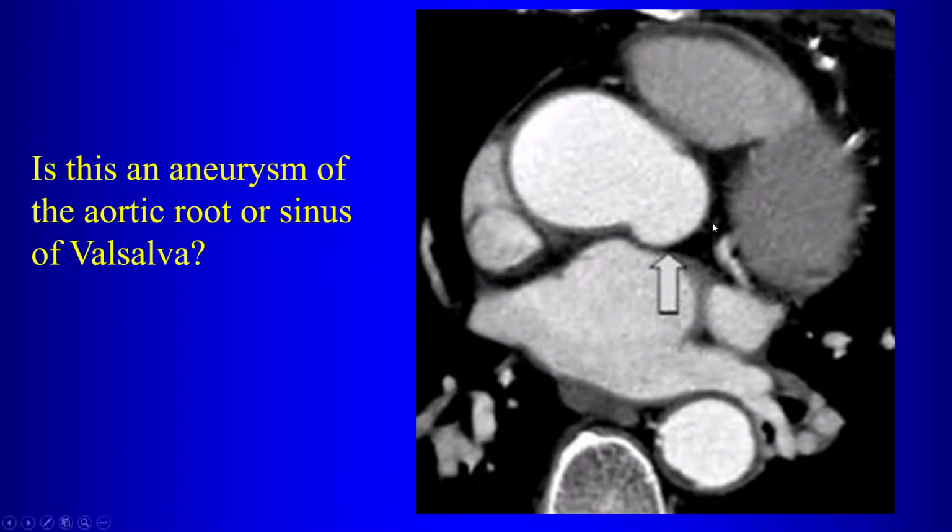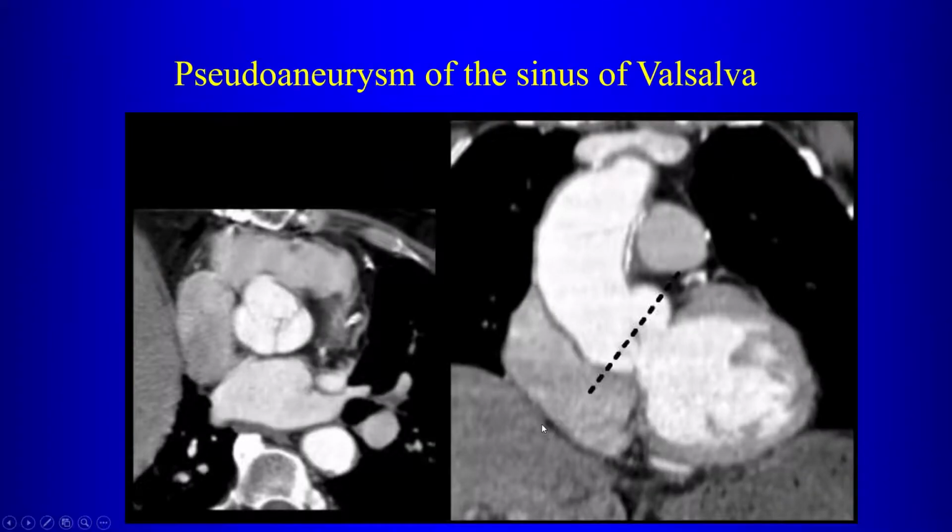Is this an aneurysm of the aortic root or the sinus of Valsalva? And again, the answer here is no. This occurs because in the axial plane, we tend to over-measure the diameter of the aorta, especially near the aortic root. On an axial image, you'd be taking a measurement like so, and that's not actually within the plane of the vessel itself.